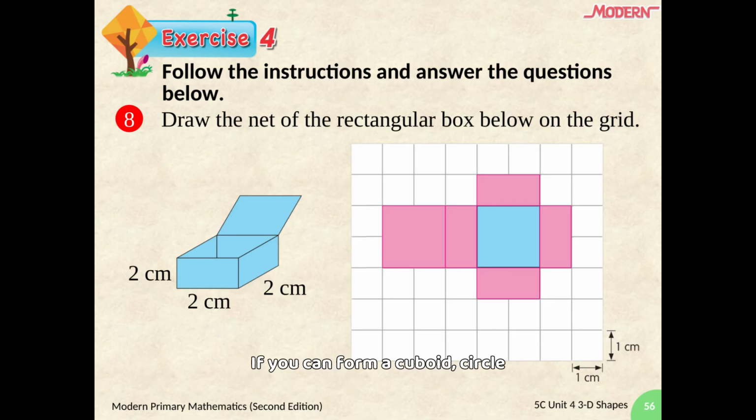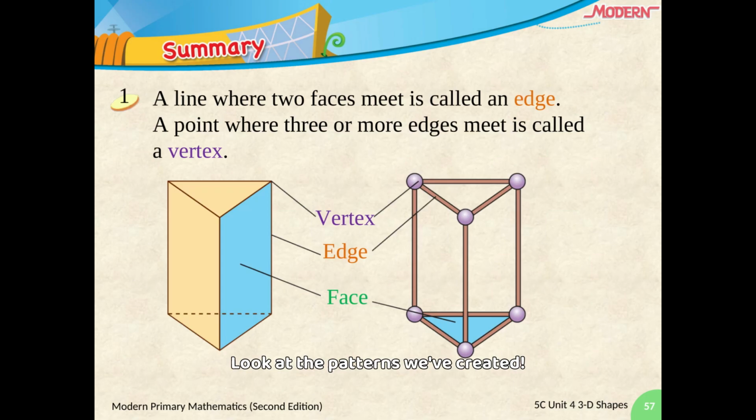If you can form a cuboid, circle that pattern on your grid. It's a rare and beautiful thing. Look at the patterns we've created. Some of these work, and some are just pretty paper shapes. In math, being able to visualize the fold is a superpower. You've now mastered the unfolding truth of cubes and cuboids.